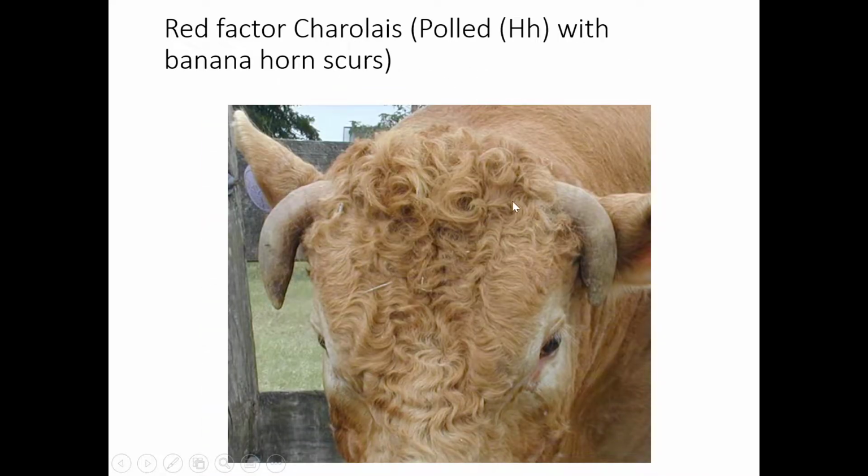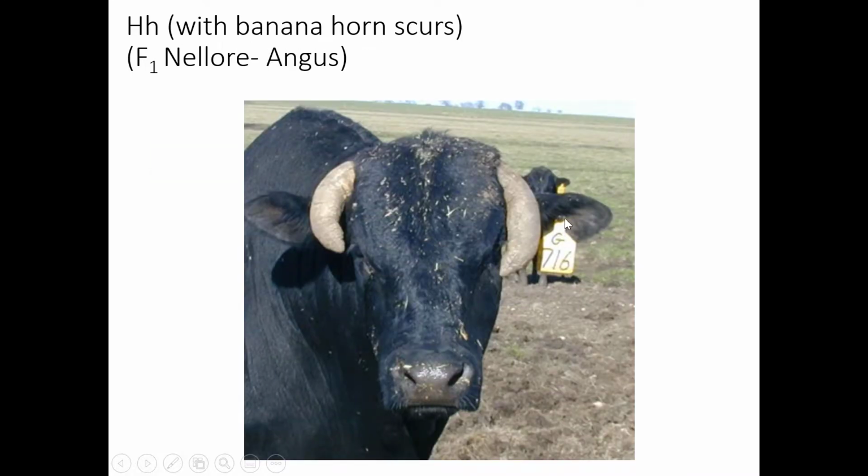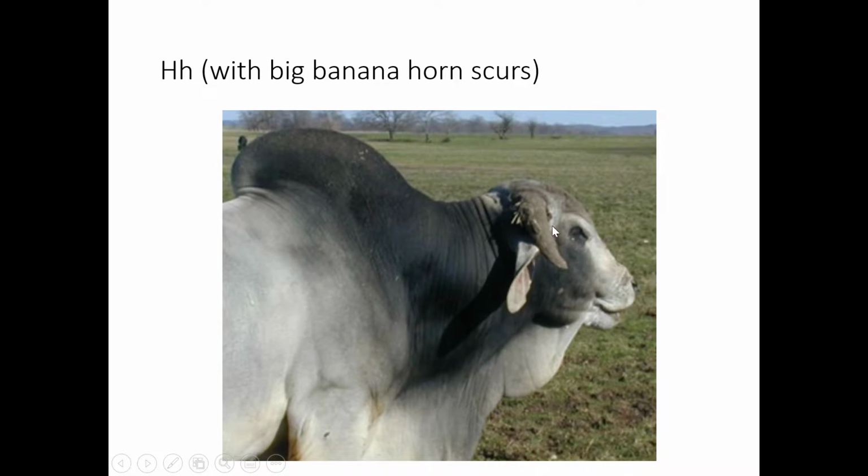So next we have a Red Factor Charolais. So this one has scurs. So these are also banana horn scurs. So here we have a horned Charolais bull next to a horned Charolais cow. So you can see it has the wider base here for our male and then a skinnier base for the female. And next we have a Nellore Angus, and this one has the banana horn scurs, so he is heterozygote. And we see another banana horn scur for a Brahman bull.